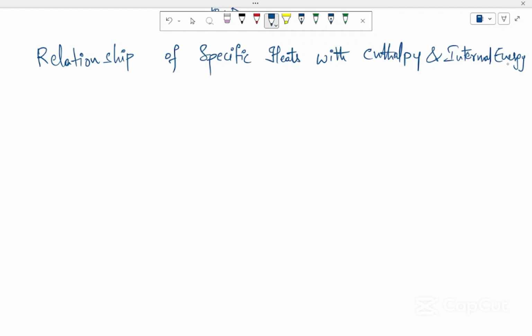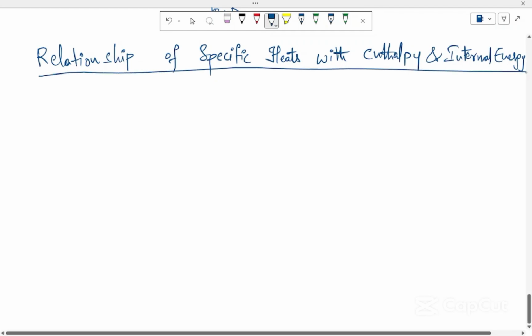Yeah, so this part we should understand. If I take Cp, by definition Cp will be equal to dH by dT. So this is a relationship between your specific heat at constant pressure with enthalpy, and by definition if I write Cv, Cv will be equal to dU by dT.